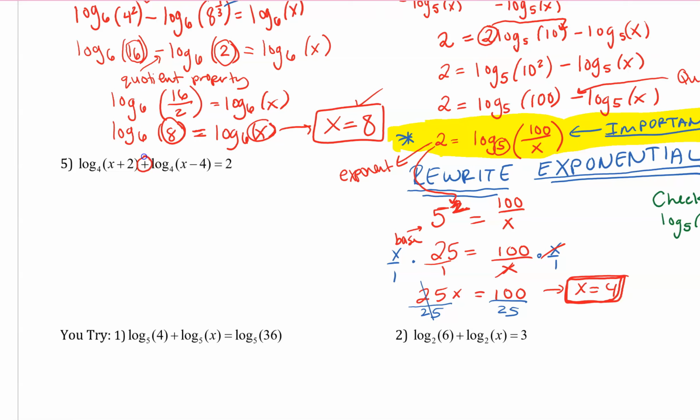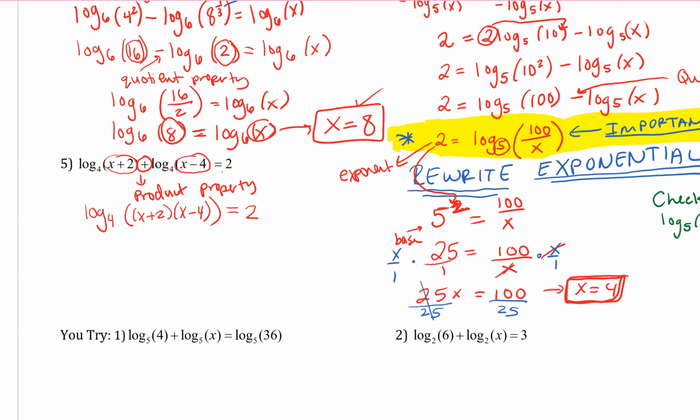I notice that they're being added together, so that tells me I'm going to need to use the product property for logs. The product property for logs tells me that if you have 2 separate logs being added and you want to combine them together, then you're going to need to multiply whatever the insides of the log were to each other. So the x plus 2 was the inside part and the x minus 4 was the inside part. So when I combine these logs together, I multiply those expressions. And then all of that is still equal to 2 on the right-hand side.